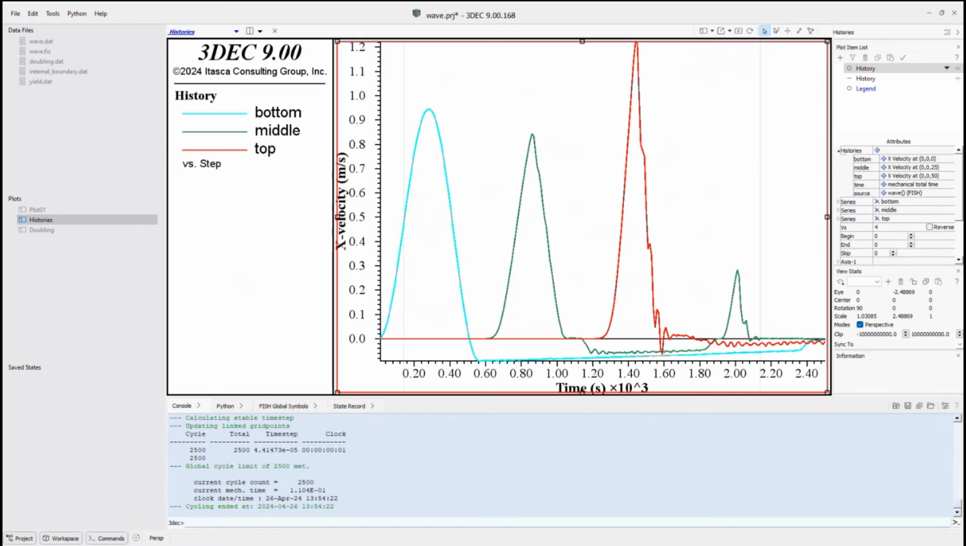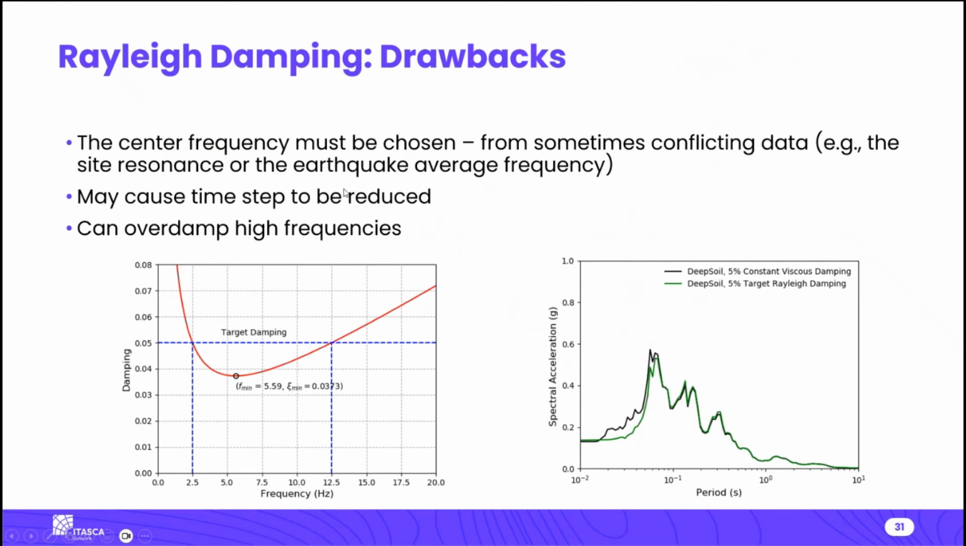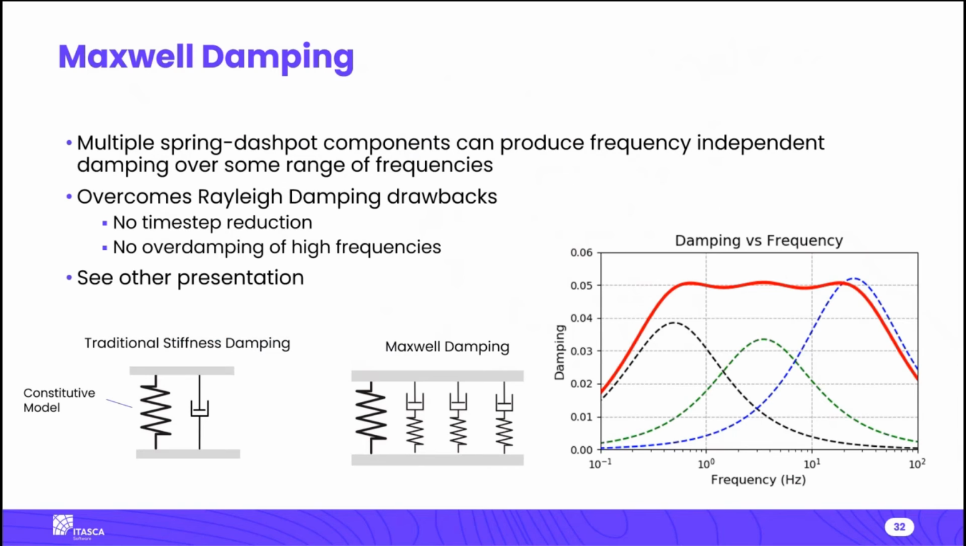Now, the question is, okay, Rayleigh damping is great, but it's killing my time step and it's taking me forever to run my model. There's another type of damping that's relatively new in 3DEC called Maxwell damping. It's a similar sort of idea in that you have multiple components that damp out different frequencies, and you stick these multiple components together to get a flat response. So you can see the graph here on the right. I've got one component, which is the black dotted line, one component, which is the green dotted line, and one component, which is the blue dotted line. And I put them all together, and I get a fairly flat damping response over a range of frequencies.